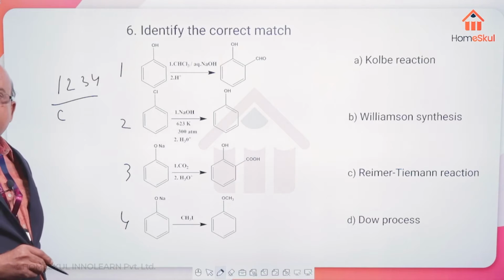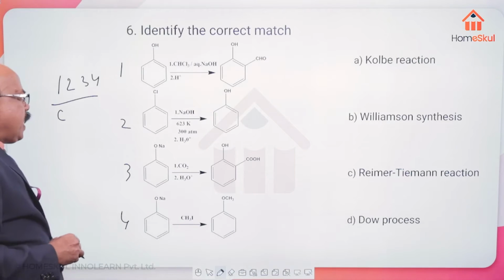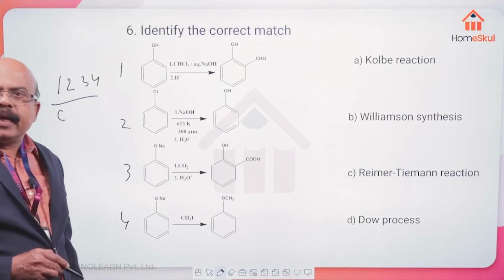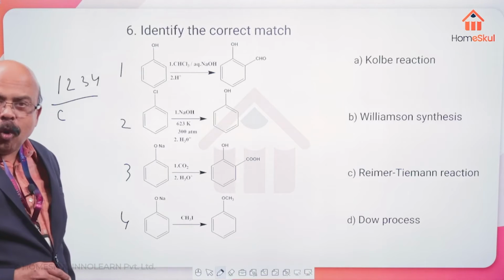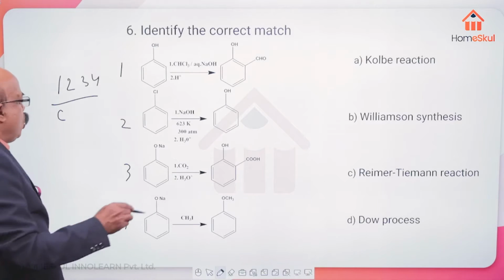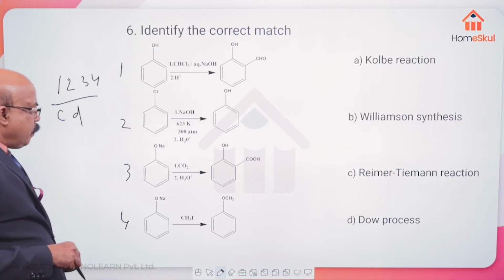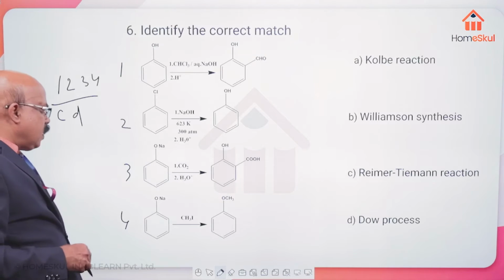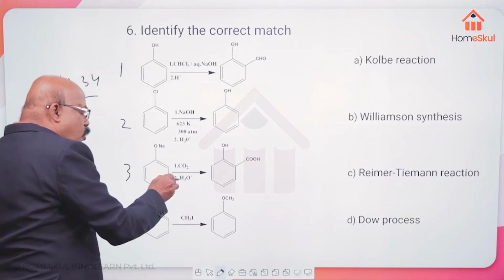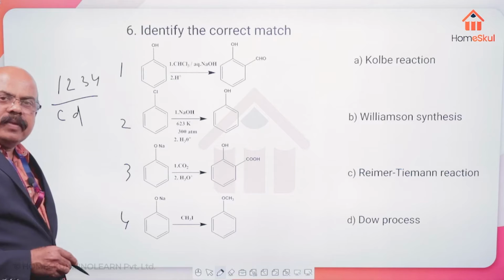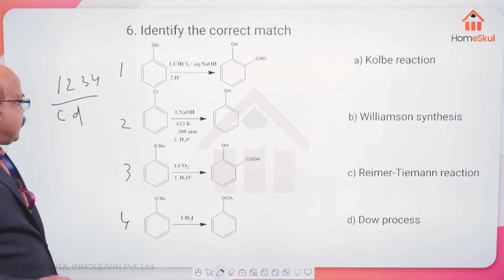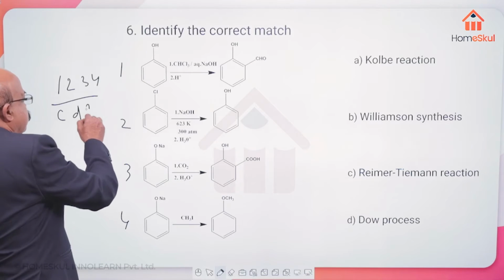Second one, chlorobenzene when fused with NaOH at 623 Kelvin and 300 atmospheric pressure, you will get sodium phenoxide, that on acid hydrolysis gives phenol. This reaction is called the Dow process. Second one is D. And the third reaction is sodium phenoxide on reaction with carbon dioxide forming sodium salicylate that on acid hydrolysis gives salicylic acid. It is the Kolbe reaction. So third one is A.